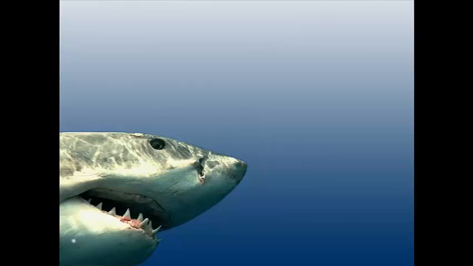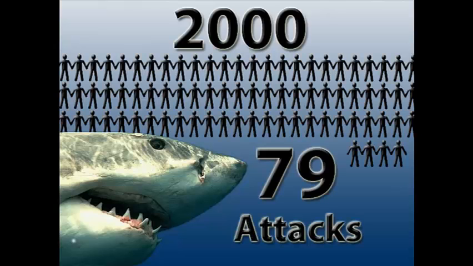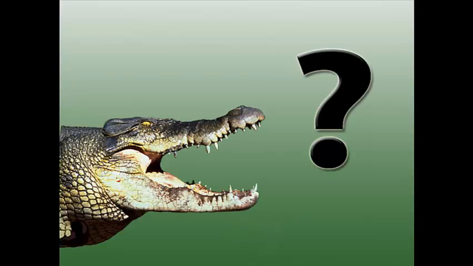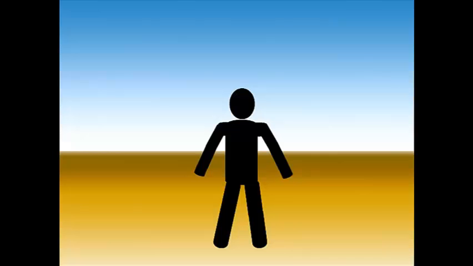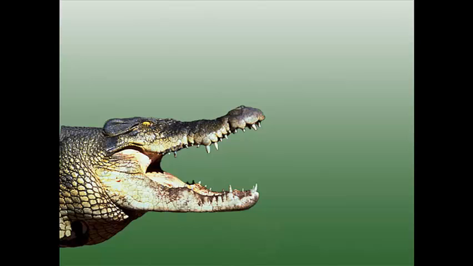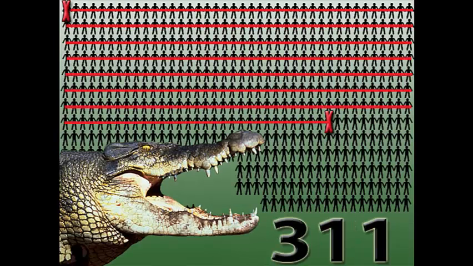Well, the highest year for shark attacks was the year 2000, when worldwide 79 people were attacked by sharks and 11 of them died. And the croc death statistic? Well, again, not all croc attacks are reported, partly because a lot of these attacks are in areas that are remote and impoverished, and also perhaps because the crocs will leave no trace. But per year, the figure is somewhere around 457, 311 of which are fatal.